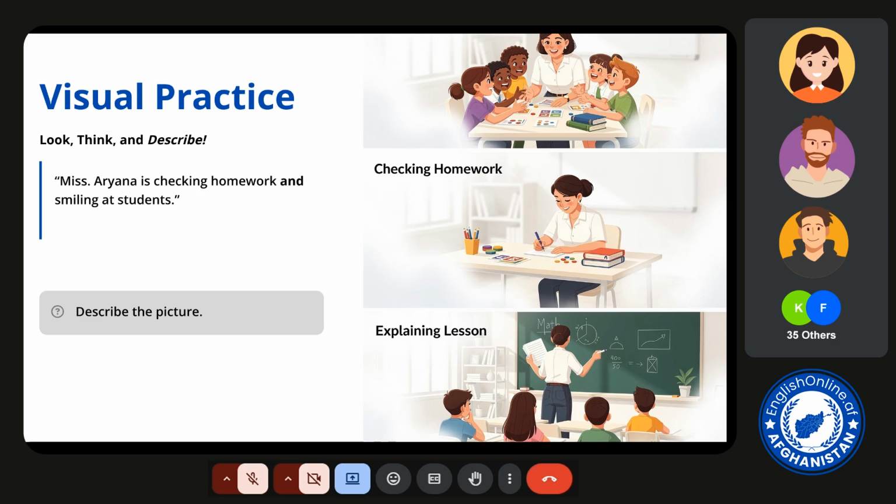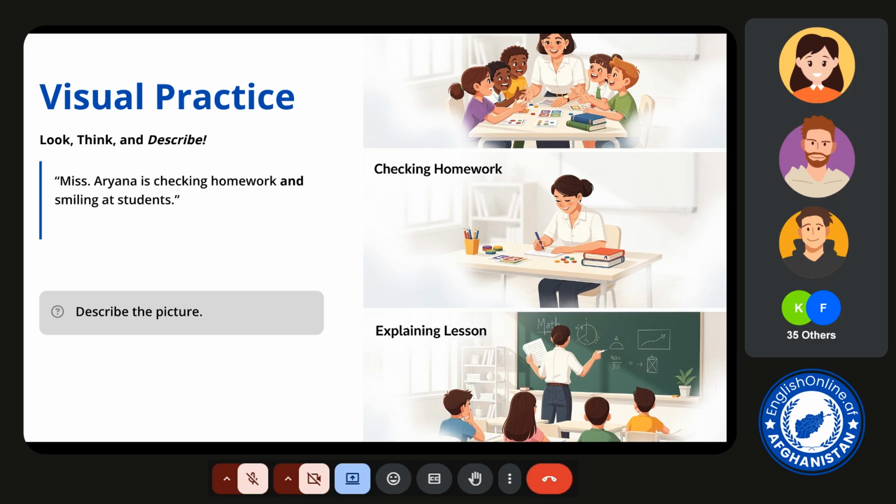Does anyone have any question? Yes, Miss Farida. Excuse me, I also wanted to describe because this is the very favorite part of the class for me. Okay, you want to describe the pictures? Yes, yes, teacher. Okay, you can describe them.